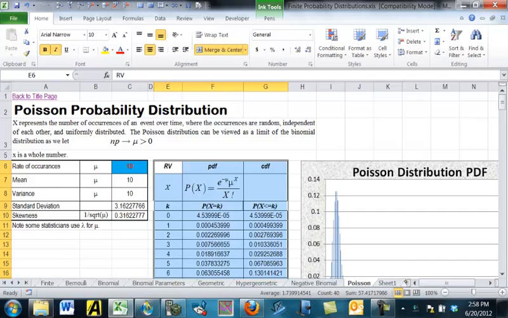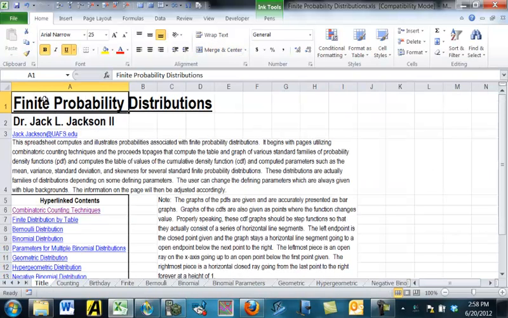And that brings us to the end of our discussion of finite probabilities. So you can find this spreadsheet under the review section in this unit in Blackboard, and you can use this to help you compute some of these probabilities or experiment to see what happens to the graphs as you change some of the parameters and what happens to the numbers in the table as well.